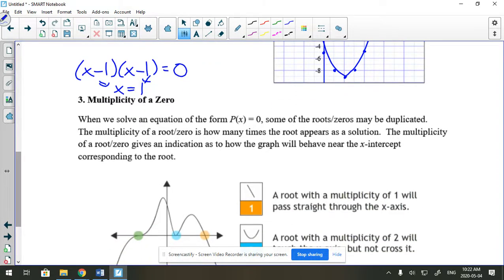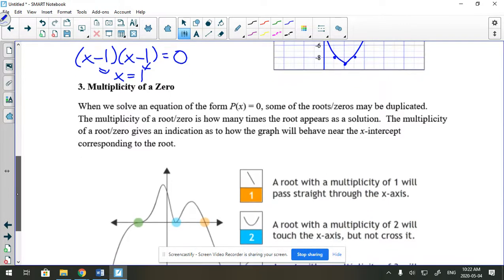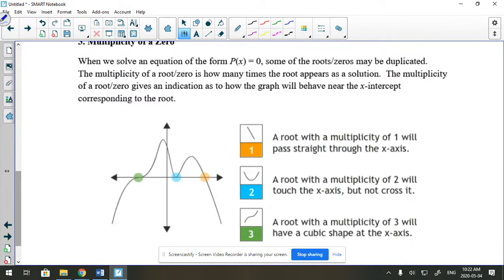So if it's happening more than once, you can determine the multiplicity, and then your graph does certain things during that time. A root of multiplicity 1, so that's just our regular root that we find, is just going to pass straight through the x-axis. So when I'm drawing it, it's just going to come and shoot straight through, nothing fancy. If you have a multiplicity of 2, it's going to touch the x-axis but not cross it. So that means your line's going to come down, I say it gives it a gentle kiss here, and then comes back up. That's if it's a multiplicity of 2.